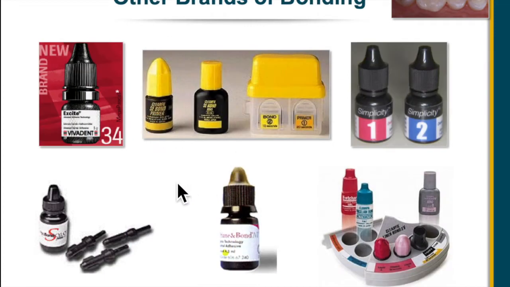So here's some examples of different bonding agents. This one is called Clearfil SE. It's very popular. Simplicity. This one's very complex. It's got lots of different steps to it. Prime and bond. There's just several different kinds, and they're changing all the time. So again, you just need to understand the concept of bonding a composite filling to a tooth.